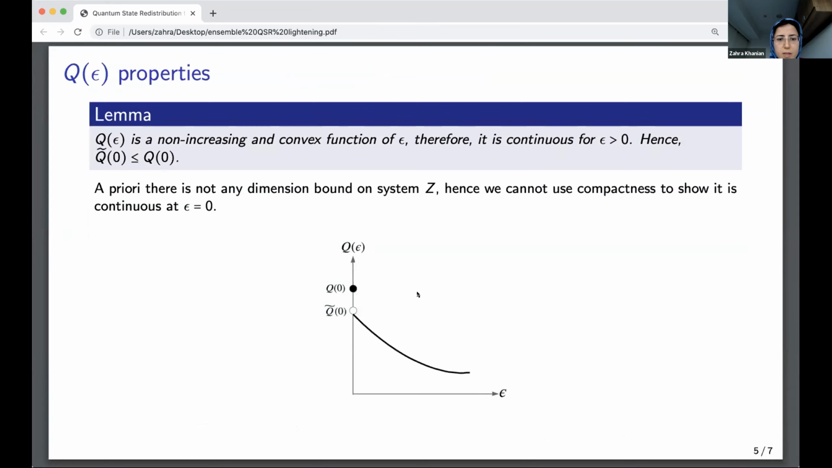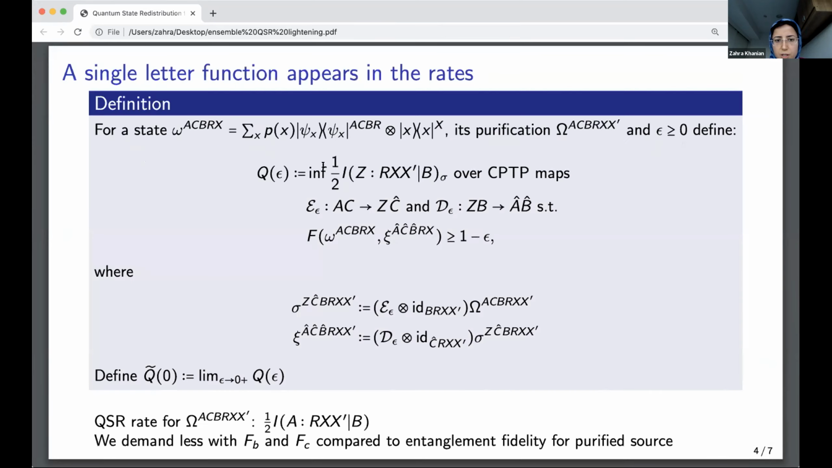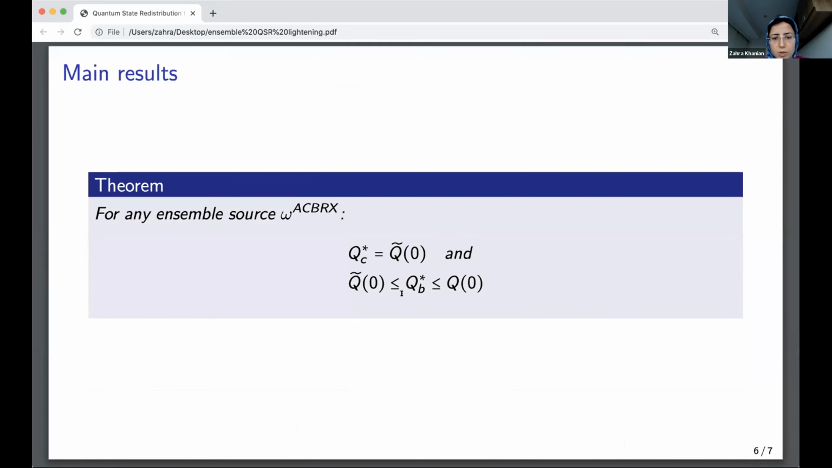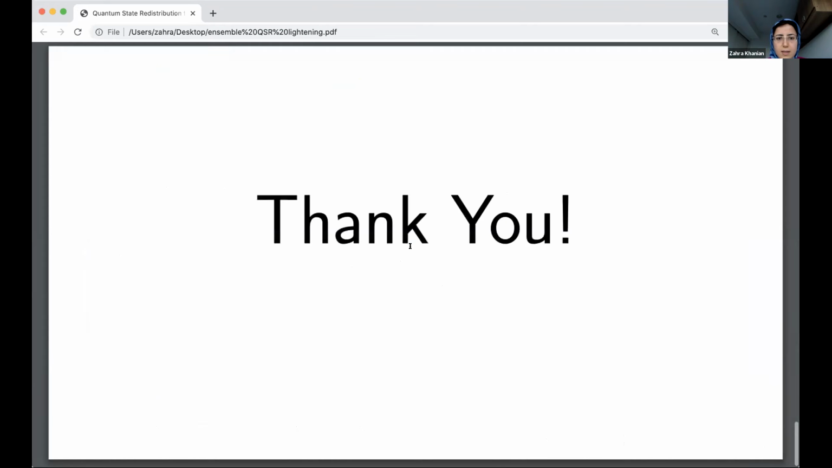The problem is that we don't know whether this function is continuous at 0 or not, because this system Z, which appears in function Q of epsilon, can be potentially unbounded. That's the reason why we don't know whether it is continuous at 0 or not. But if it is continuous, then it is going to imply that QC star is going to be equal to QB star, and then they are both going to be equal to the limit of the function at 0. And thank you.